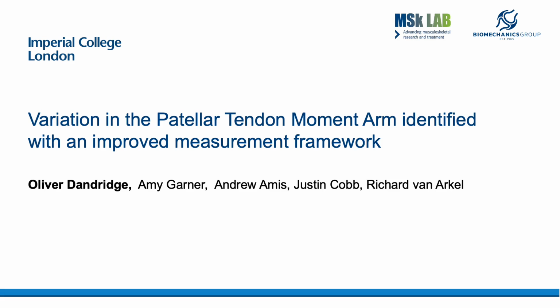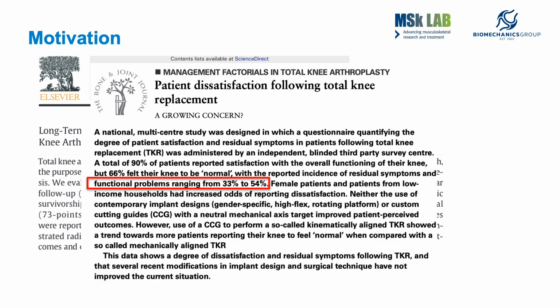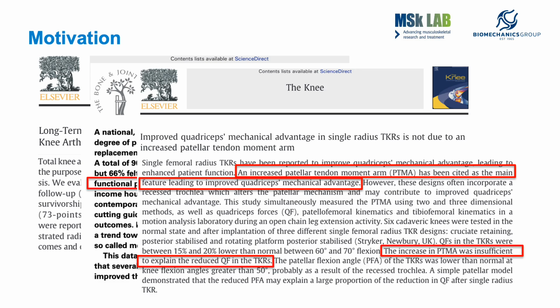Talking about variation in the patellar tendon moment arm identified with an improved measurement framework. Total knee arthroplasty demonstrates excellent survivorship and pain relief. However, extensor-related problems remain common. The patellar tendon moment arm, the PTMA, is a measure of the mechanical advantage of the extensor mechanism of the knee, and its proper description may make it a more effective design target in arthroplasty.